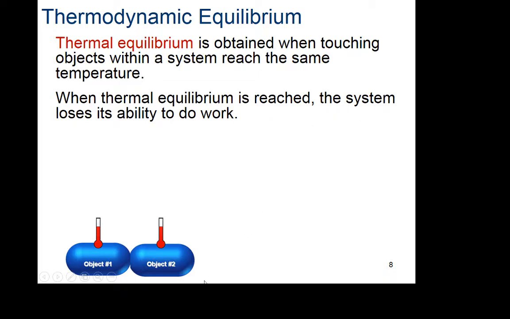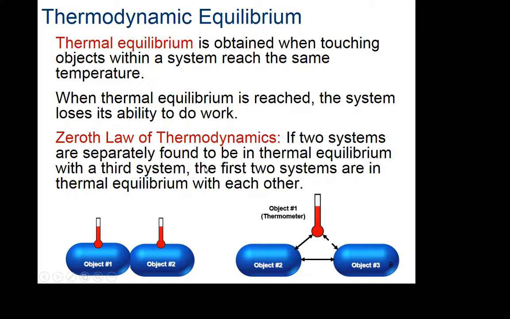Because we can do work with the energy moving from one object to another, once equilibrium is reached, then we can no longer do work between the two. And then we have something called the zeroth law of thermodynamics, which is kind of unnecessary, but basically it's saying if we have two objects that are in equilibrium and the second object is in equilibrium with the third object, then that one is in equilibrium with the first object. But that's what it is.